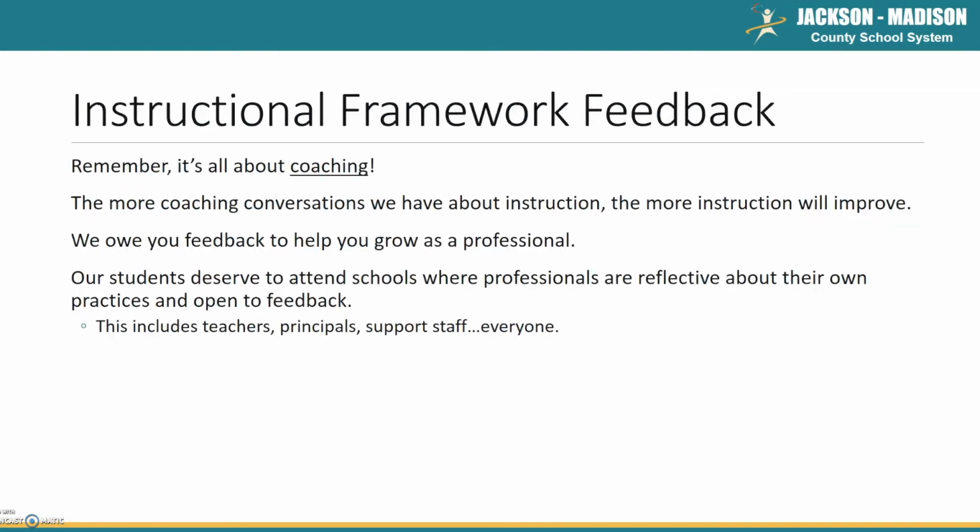Now that we have covered the main 2 components of the lesson ending, let's review the importance of the instructional framework in regards to professional growth. Remember, it's all about coaching and improving our practice. The more coaching conversations we have, the more instruction will improve and student achievement will increase. As professionals, we want to continue to grow and get better at what we do. Our students deserve to attend schools where there is a culture of improvement for everyone.